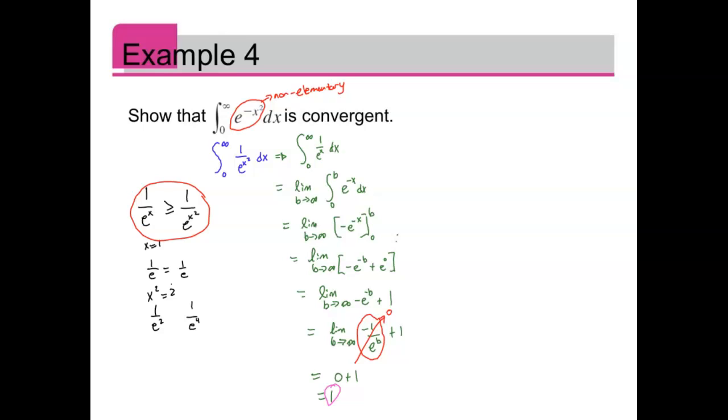All right. So we need to just make a concluding statement and say, therefore, the integral from 0 to infinity of e to the negative x squared dx converges by the comparison theorem. And then we'll just smash it with a little dagger. Boom. Done.